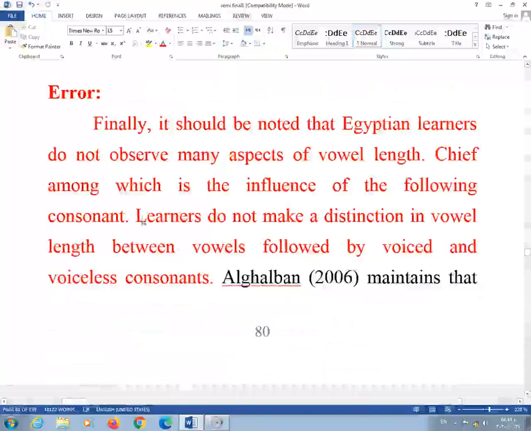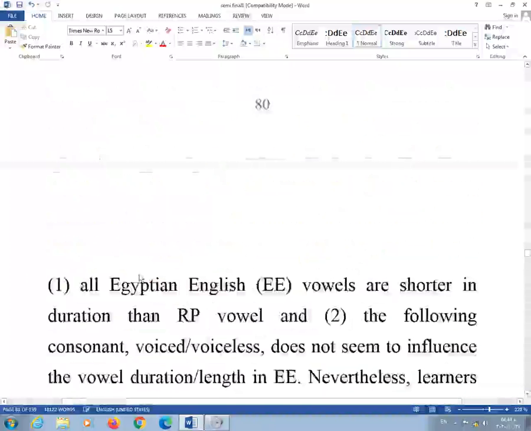So here learners do not make a distinction in vowel lengths between vowels followed by voiced and voiceless consonants. Then please pay attention to this.